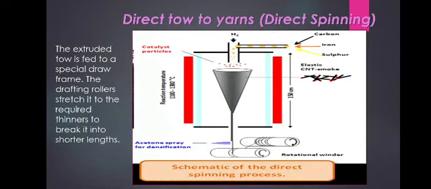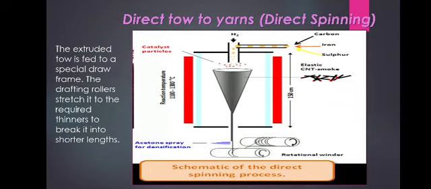Then next is the direct tow to yarns, or the direct spinning method. In this, the extruded tow is fed to a special draw frame. The drafting rollers stretch it to the required thinness to break it into shorter lengths. This is carried out directly from the spinning machine, in the chemical spinning process. It is directly from the solution. A yarn is formed. This yarn is directly drawn into a frame and drafted into staple fibers.